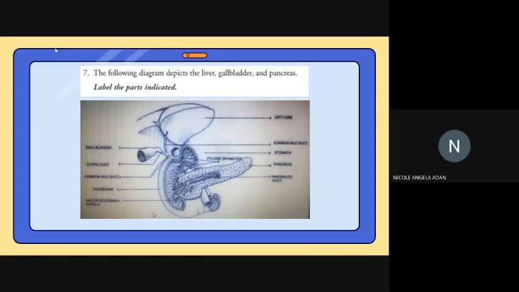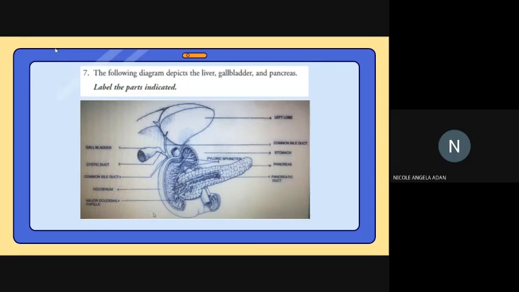7. Label the parts indicated. Number 1. Gallbladder. 2. Cystic duct. 3. Common bile duct. 4. Duodenum. 5. Major duodenal papilla. 6. Left lobe. 7. Common bile duct. 8. Stomach. 9. Pyloric sphincter. 10.